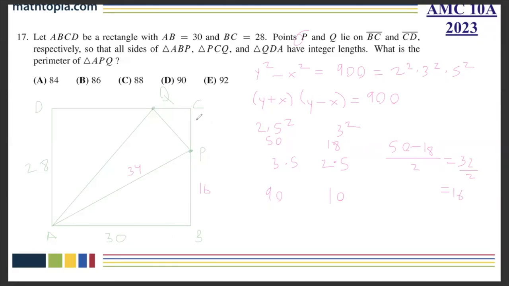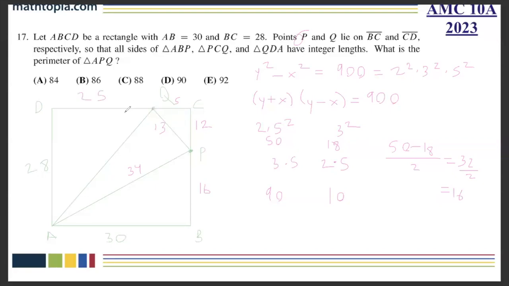And from here, it gets a lot easier, right? Because this length is 12. And now we're already very limited on what lengths QC can be, right? So there's essentially three different possibilities for us to try. The first one we might try is a 5, 12, 13 triangle. We're trying different types of triangles for PQC.